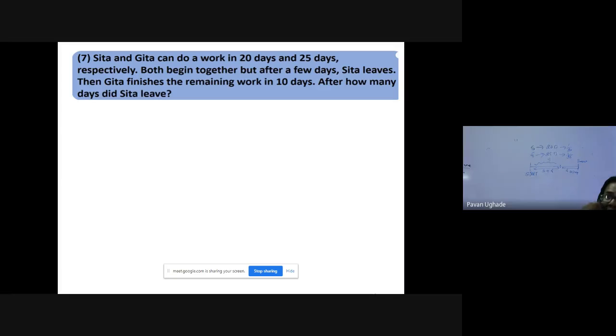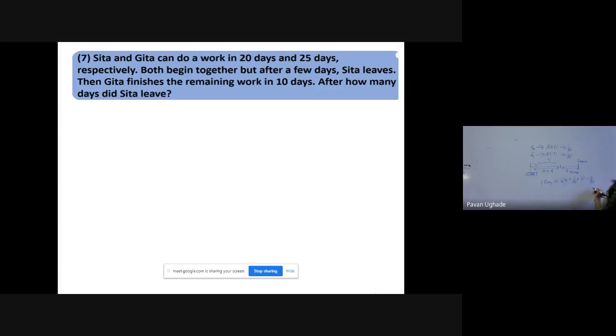But that is also not given. Only one thing we have, that from this point onwards, Gita has done 10 days work and the work is finished. So we require to get the 1 day work of Gita. It is 1 by 25. She has worked for 10 days. So in the 10 days, how much work has she done? She has done 10 by 25.